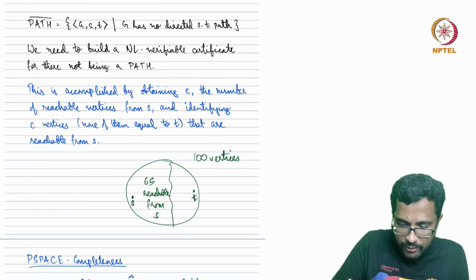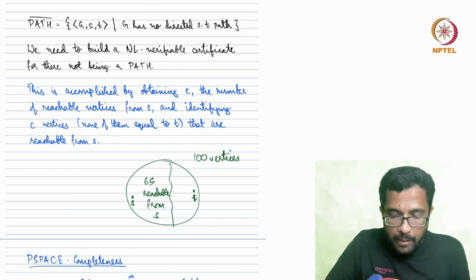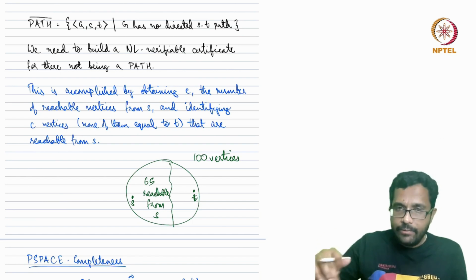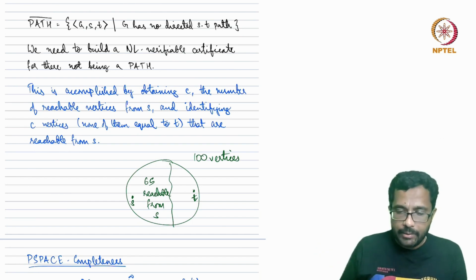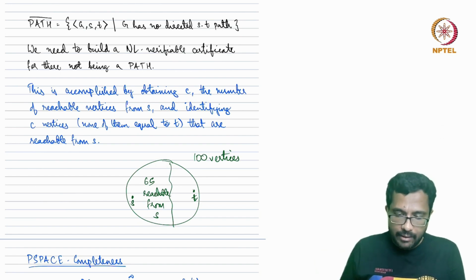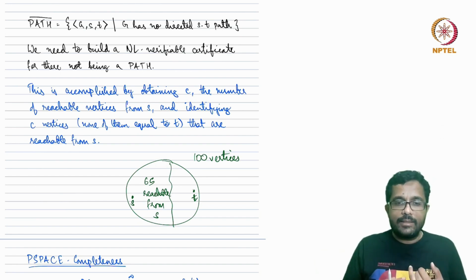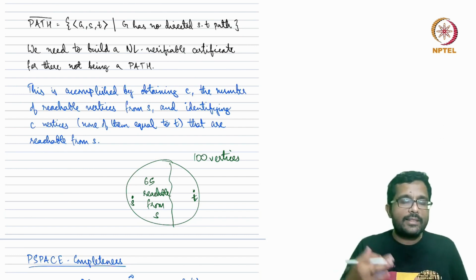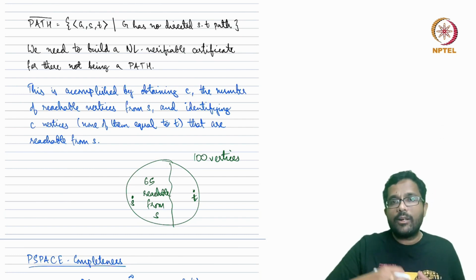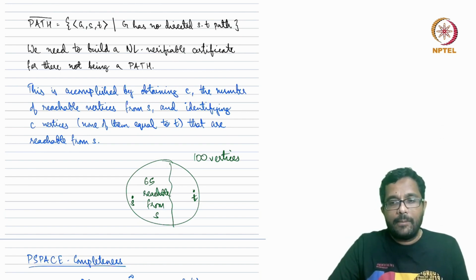So we know that there are 65 vertices reachable. We guess 65 vertices, verify each one of them, verify that all of them are reachable from S, and also verify that none of them are T. So now we know that 65 vertices are reachable, and we verified 65 vertices that are not T, they are all reachable from S. So it has to be the case that T is not reachable, right? So this is how we end up providing a proof that T is not reachable.